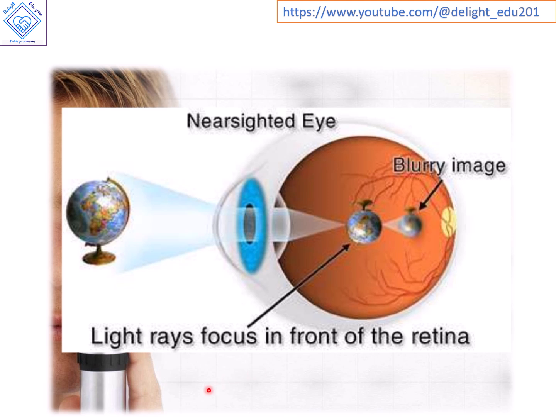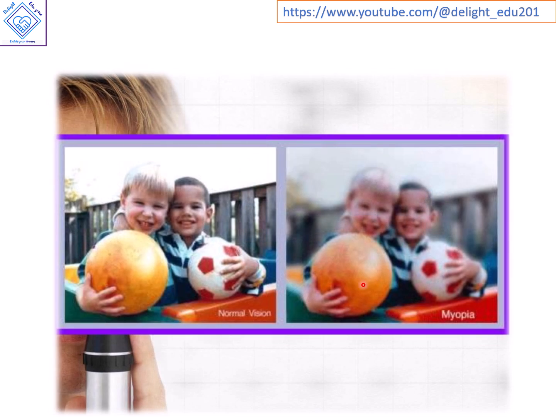This picture describes how in myopia the light rays focus in front of the retina, so there is a blurry image, that is blurred vision. This picture also shows normal vision, how we see the object, and how the vision is in myopia.